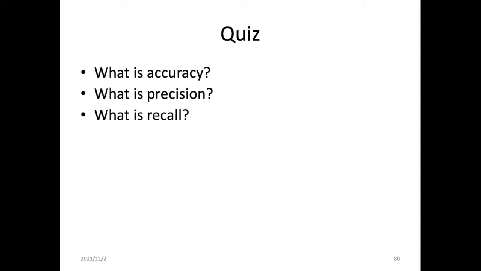We talked about this several times today. Precision is when your model predicted as positive, what's the percentage of them that are indeed positive? That's precision. Recall is, out of the truly positive cases, what's the percentage of them that are predicted as positive by your model?